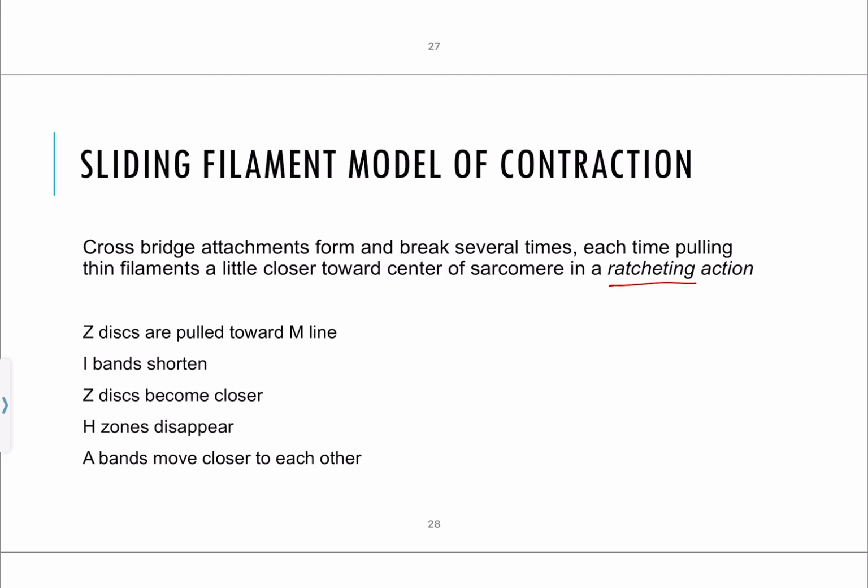When we do contract, or overlap these thin and thick filaments even more, a couple of things happen noticeably. If we looked at the two filaments, we would see that our Z discs are pulled closer to the M line. Our I bands are going to shorten. Our Z discs become closer to each other if we're talking about adjacent sarcomeres. Our H zone, which was that lighter region within our A band, or our dark band, is going to completely disappear. We no longer have that. And our A bands are going to move closer to each other as well.